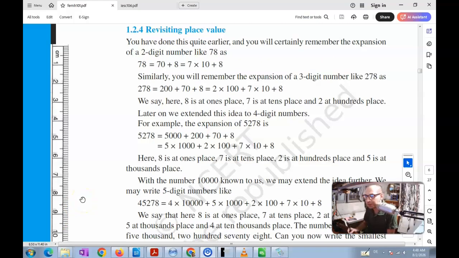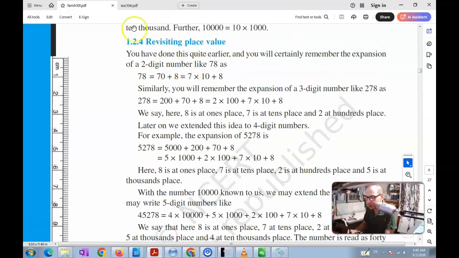Okay, so hello and welcome back. Now in this video we will talk about the section in the text which essentially talks about revisiting the place value. And of course I'm aware of the fact that I have talked about the place value many times already: once, a couple of times in the previous course, a couple of times in this course.